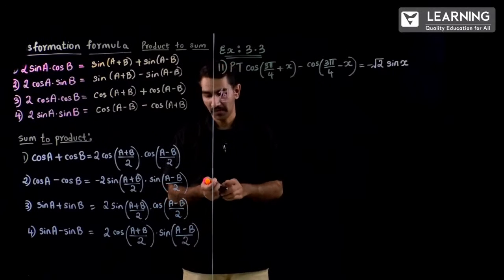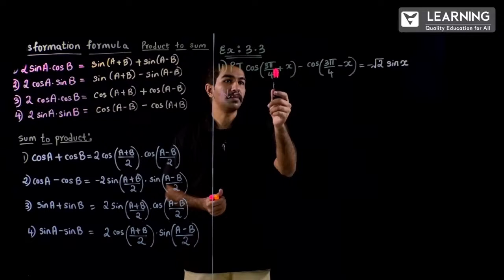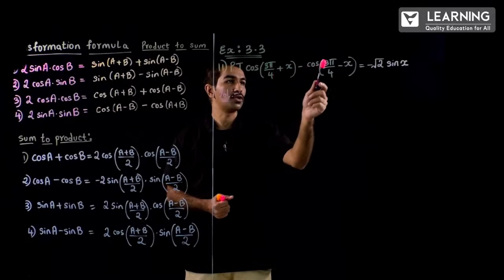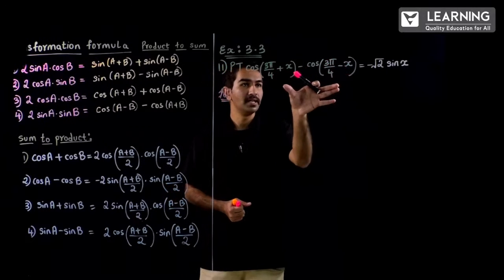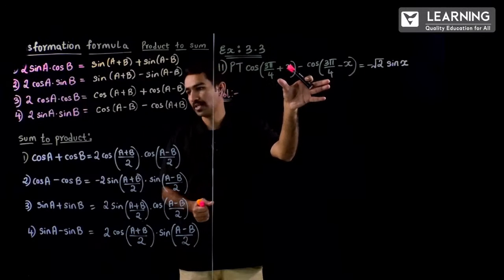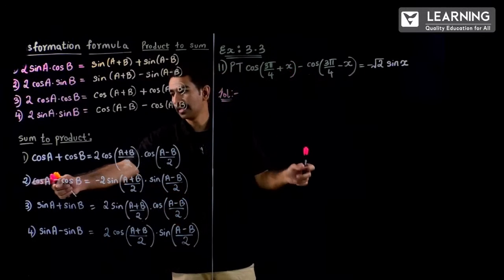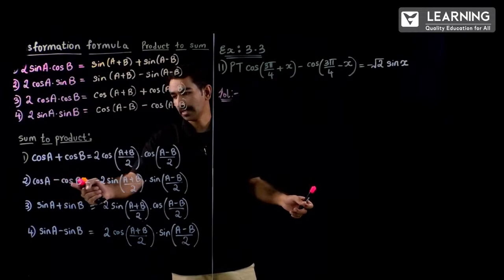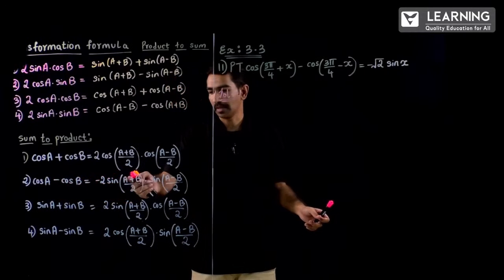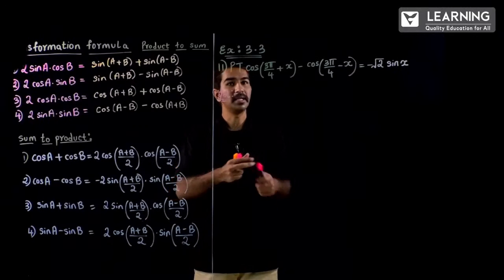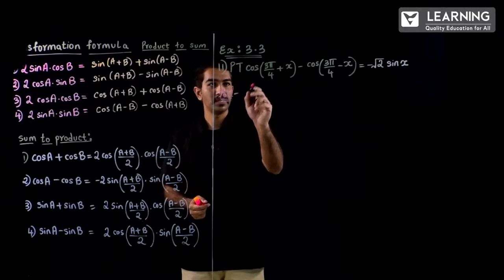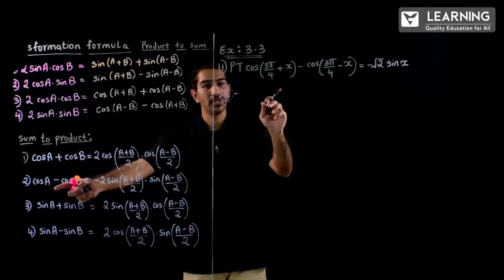Okay, so what do we have on the left hand side? Cos of 3 pi by 4 plus x minus cos of 3 pi by 4 minus x. So this is resembling which formula, students? If you see here, is it resembling the second one here? Cos a minus cos b equals minus 2 sine of a plus b by 2 into sine of a minus b by 2. Is that resembling that? So we'll use the formula. Directly we'll write this second formula we are using here.